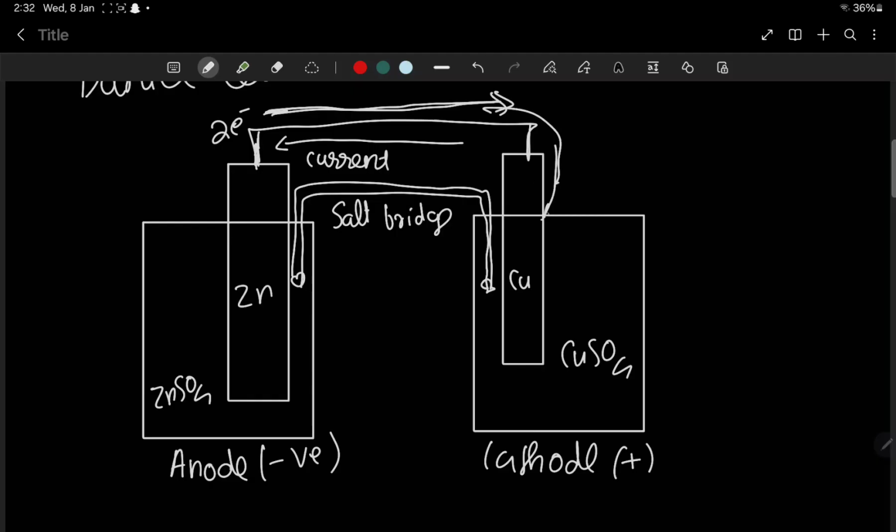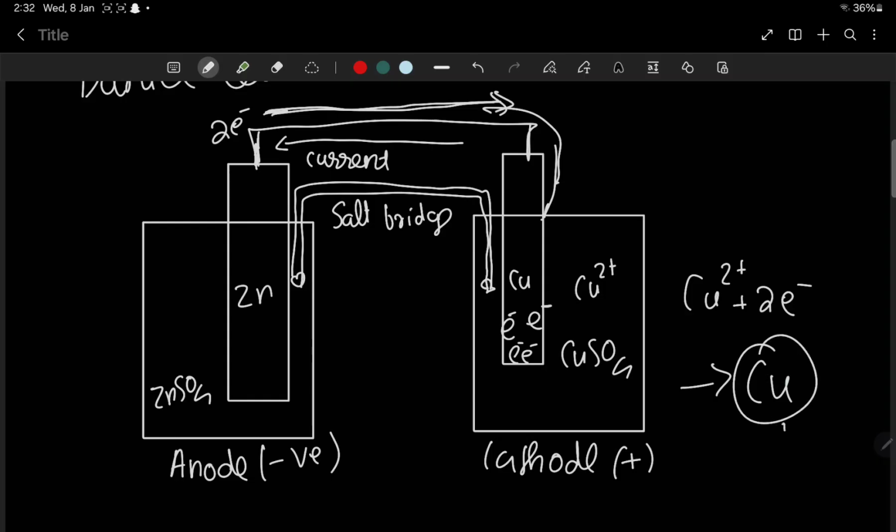The copper solution has Cu2+, and Cu2+ badly needs 2 electrons. So it will see these electrons, pull the 2 electrons and become Cu, a solid Cu, which gets deposited on the electrode.